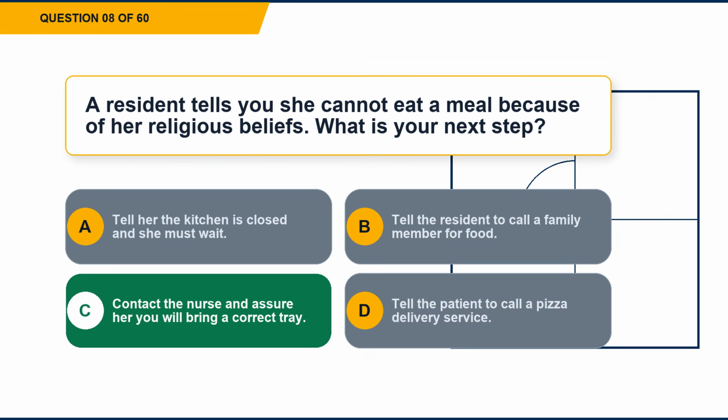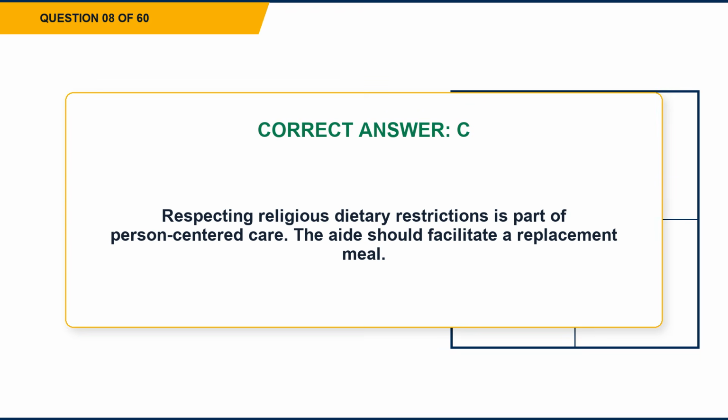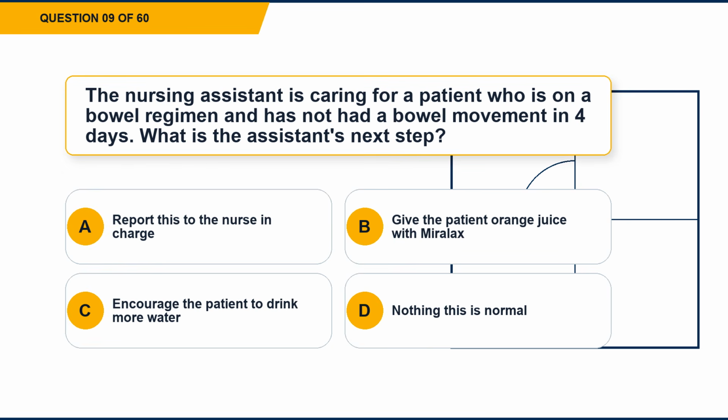The correct answer is option C. Contact the nurse and assure her you will bring a correct tray. Explanation. Respecting religious dietary restrictions is part of person-centered care. The aide should facilitate a replacement meal. Question 9. The nursing assistant is caring for a patient who is on a bowel regimen and has not had a bowel movement in 4 days.